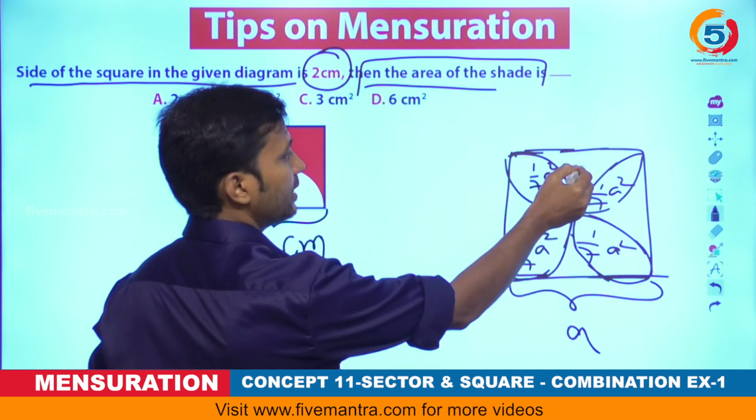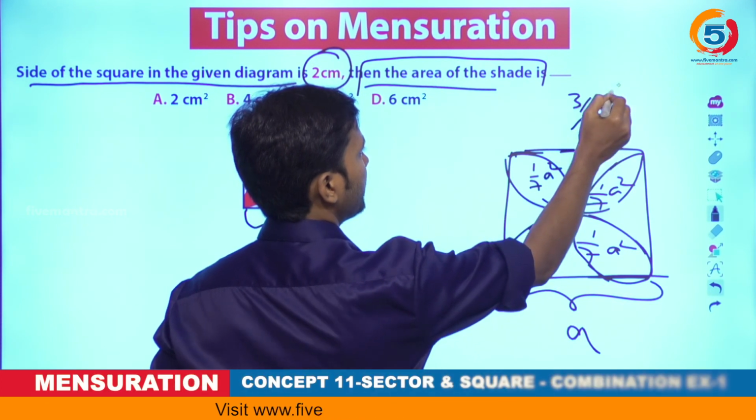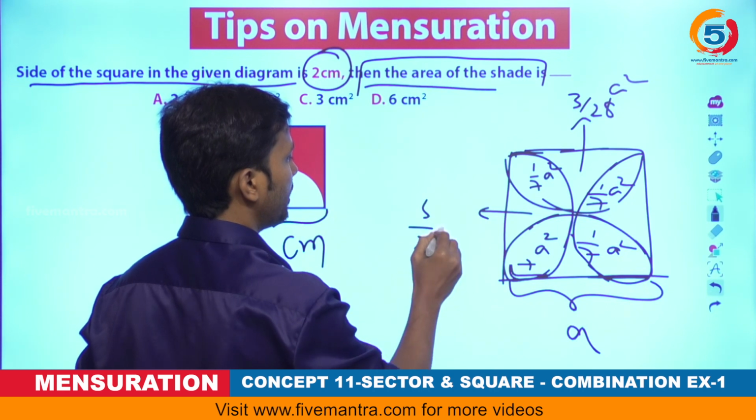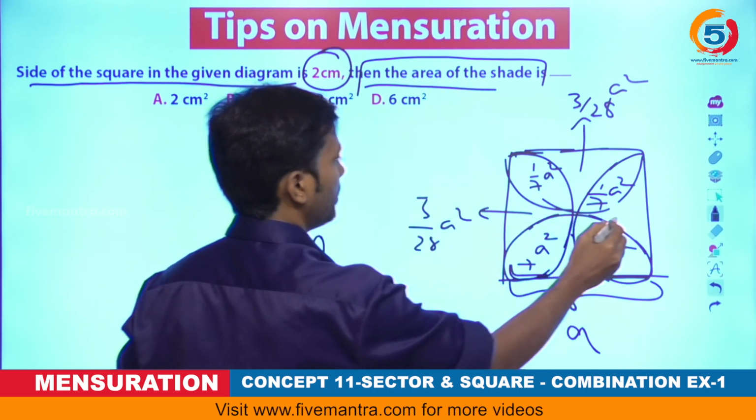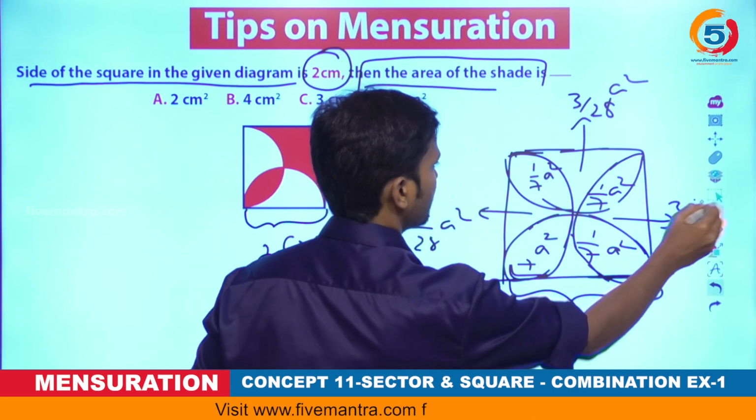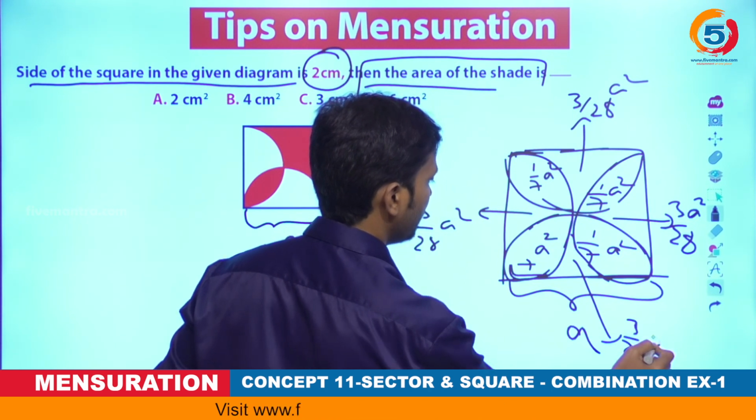See here, this gap is occupying how much? 3/28 a square. And this gap is occupying how much? 3/28 a square. This gap is occupying how much? 3/28 a square. And this again is also the same, 3/28 a square.